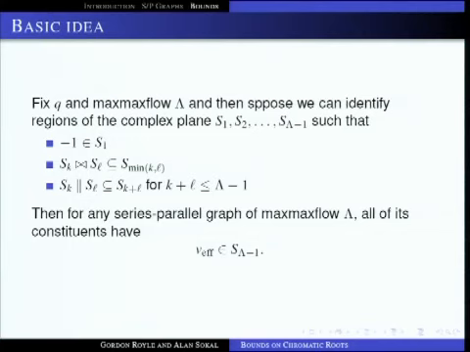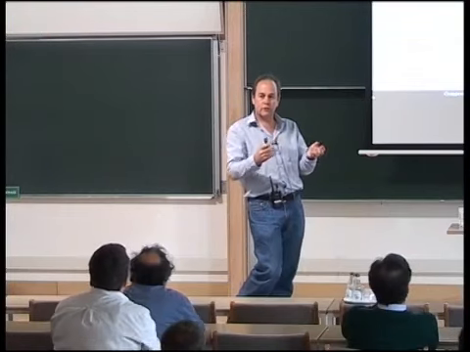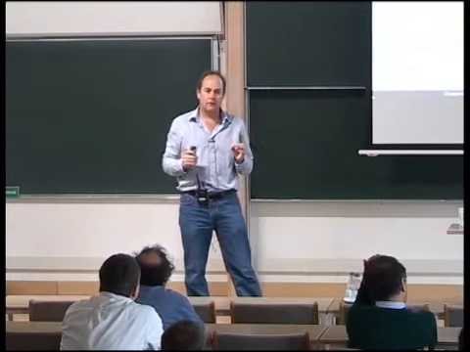Okay, so here's the basic idea. What we're going to do is control the regions where the V effectives lie for any series parallel graph with max flow R between its terminals. And we're going to keep track of all these regions, S1, S2, up to S lambda minus 1. So S1 is going to contain all the V effectives for anything with 1 between its terminals. S2 is going to contain all the V effectives for anything with 2 between its terminals.